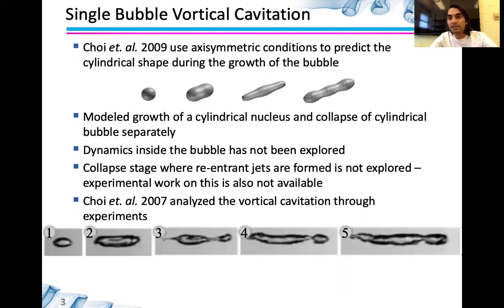Obviously, if the pressure everywhere around the bubble was uniform, it would grow spherically. However, we here observe a cylindrical bubble growth. During the collapse of the cavitation bubble, we can also expect to see various re-entrant jets formed, which has not been explored as well. Choi et al. in 2007 also analyzed vortex cavitation through experiments, and a time sequence of their snapshots is shown here to demonstrate that we do observe cylindrical bubble growth.